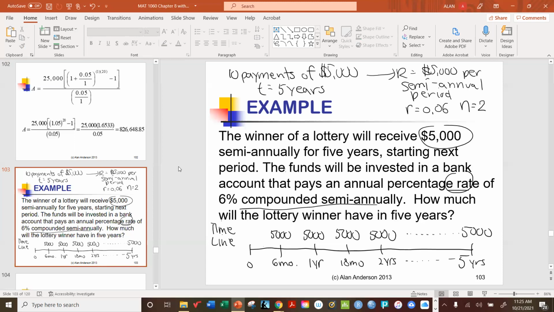Okay. So we're going to put this in a bank that pays an APR of 6%, but it's compounded semi-annually. How much will you have in 5 years? So down here, you see what's called a timeline, which represents the cash flows that you're getting. So in the formula that we were just looking at, this capital R is $5,000. Lowercase r, the interest rate, is 6%. T, the time, is 5 years. And then finally, N, the compounding frequency, is 2 because it's twice a year.